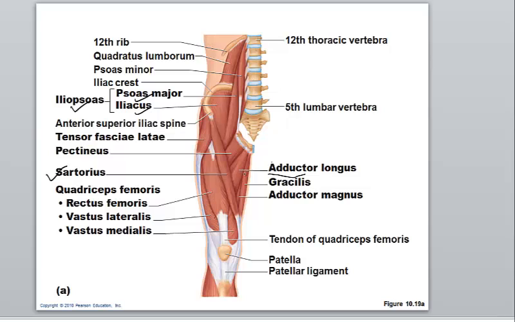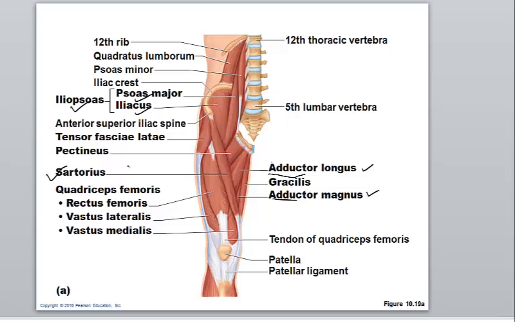You have adductor magnus, adductor longus, and adductor brevis. You have three adductors. What do these adductors do? You should know from the name. Adducts means towards the midline. So that's basically what it's going to do: rotate the thigh towards the midline.